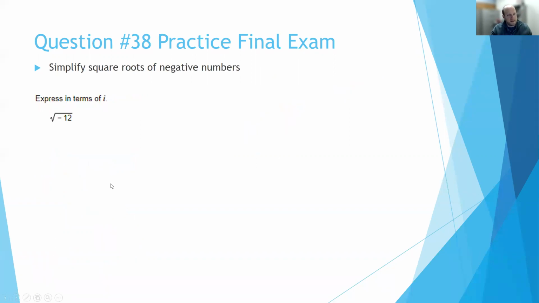All right, 38, last example in chapter 10. Simplify square roots of negative numbers, expressed in terms of i. So this is where we have our complex numbers or our imaginary numbers. Recall here that the imaginary number i is equal to the square root of -1. i squared is equal to -1, and i to the 4th is equal to 1.